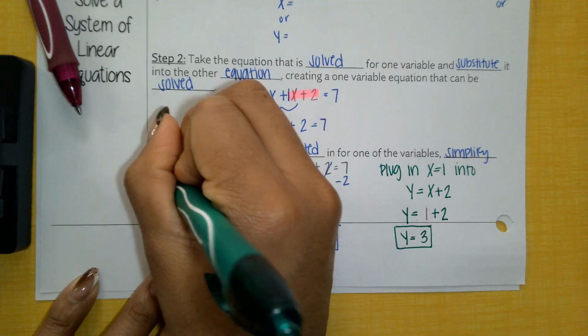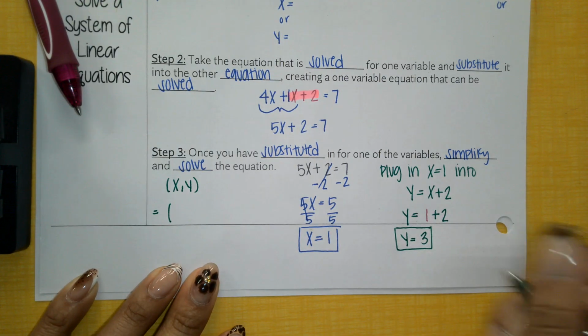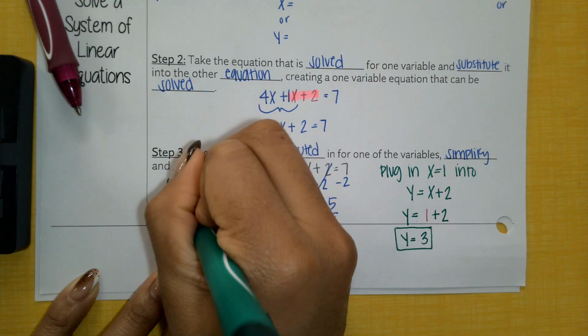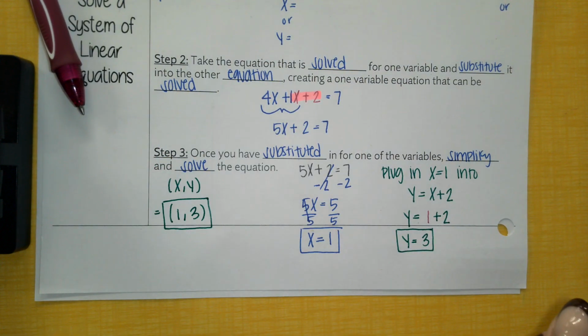So my answer has to be an ordered pair, so I have to write it like this. My answer is (1, 3). And that is your answer.